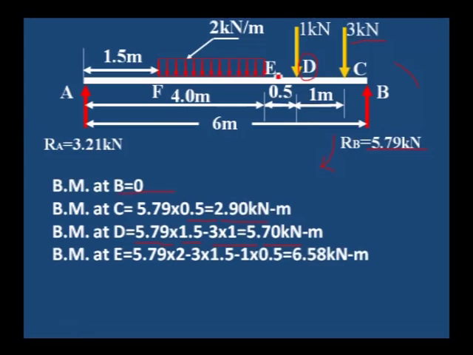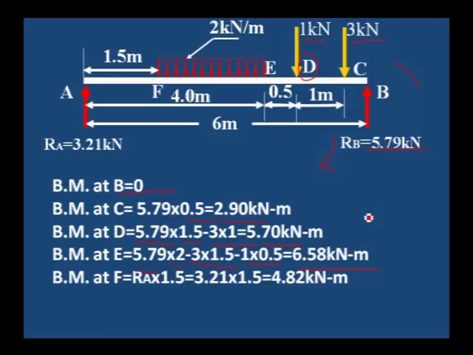Next, bending moment at E. We have to take the moment of all the forces on the right side of E. That is RB into 2 meter, the distance from E to C is 2 meter, minus 3 into 1.5, minus 1 into 0.5. Therefore, 6.58 kilonewton meter is the bending moment at E.